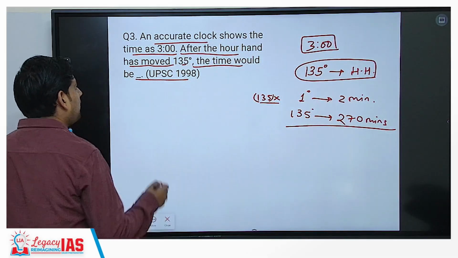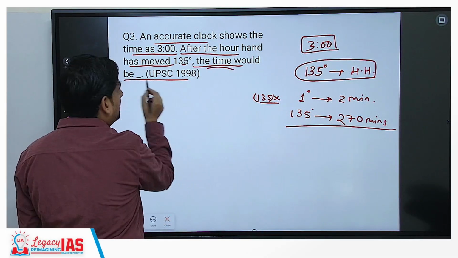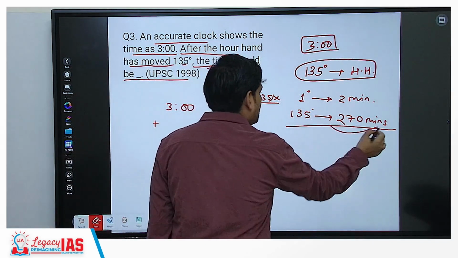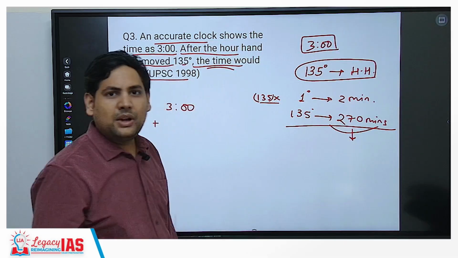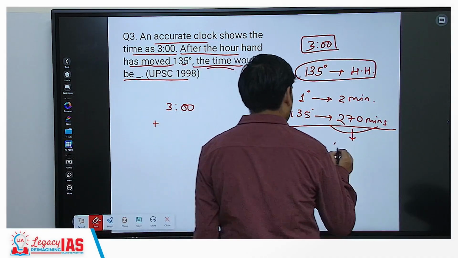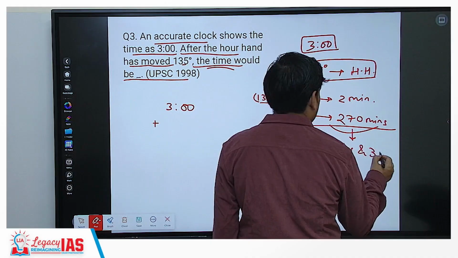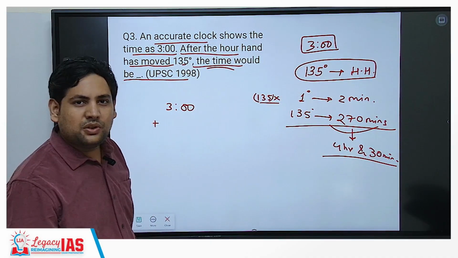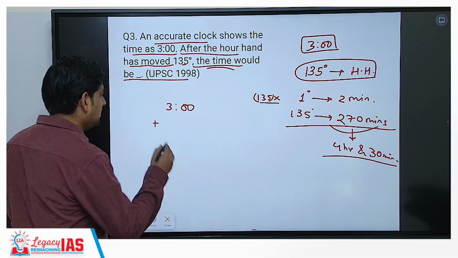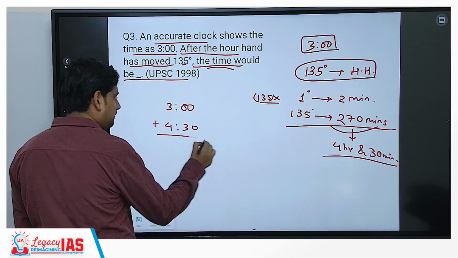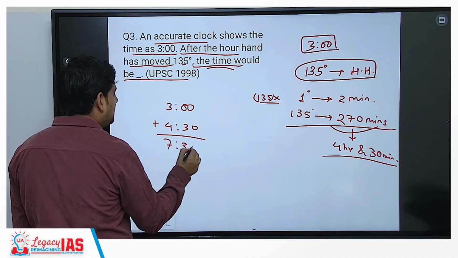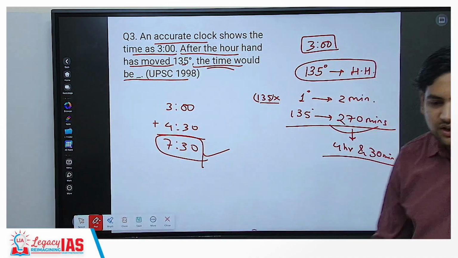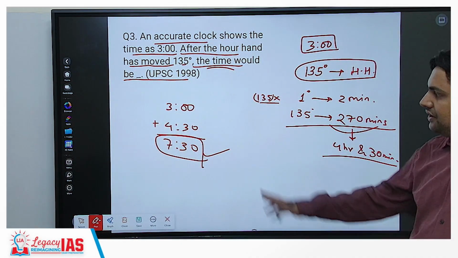That's it. Now what it asks you? It asks you what time would it be. So it started with 3. Now how much time has passed? 270 minutes is actually what? If you divide it by 60, this is actually 4 hours and 30 minutes. Correct? 4 into 60 is 240, 240 plus 30. So this is plus 4 hours 30 minutes, you add it, this becomes 7:30. This would be the time. Understood? Simple. 7:30 would be the time.